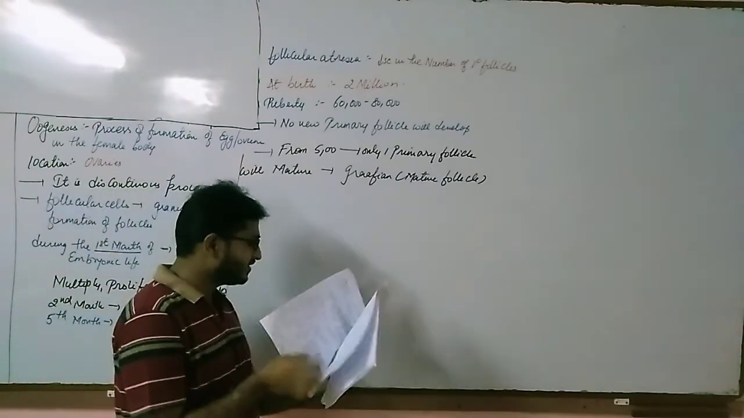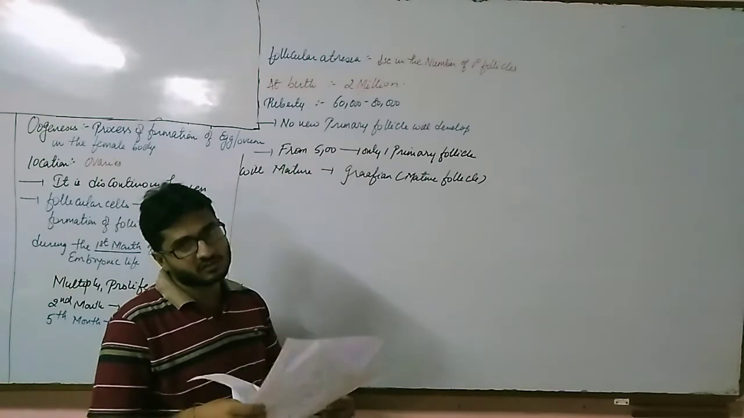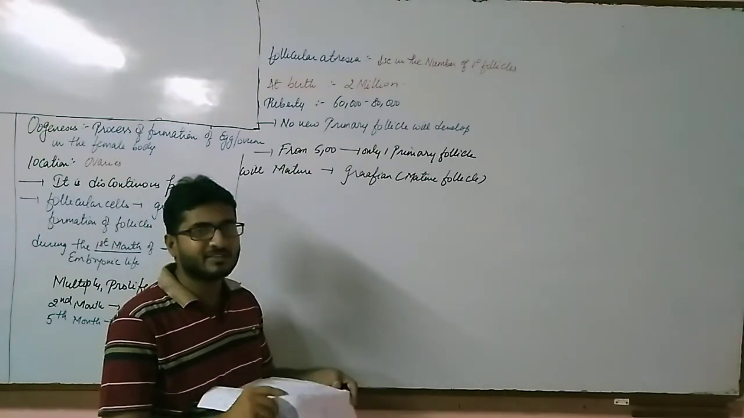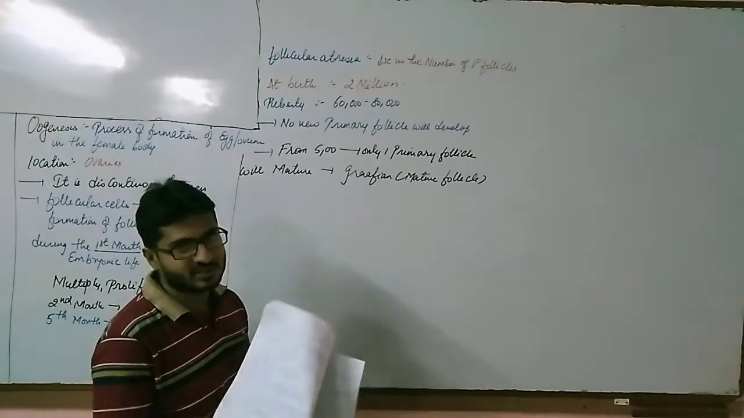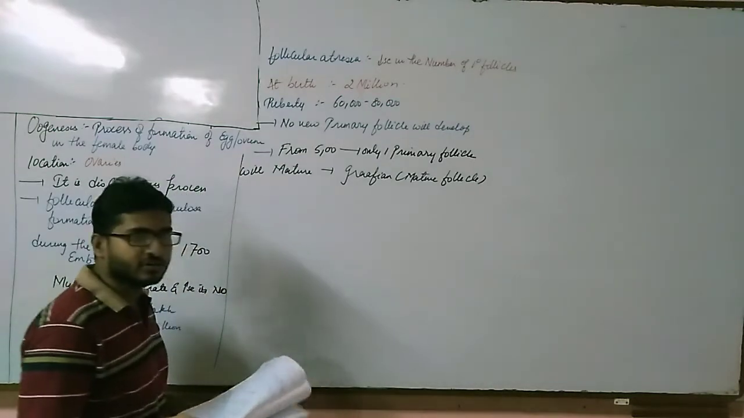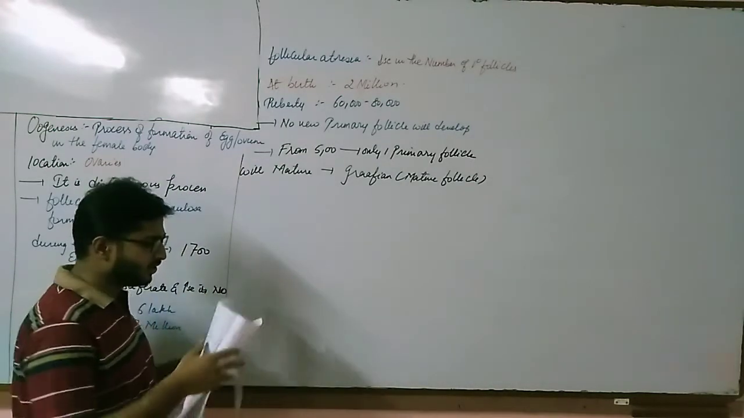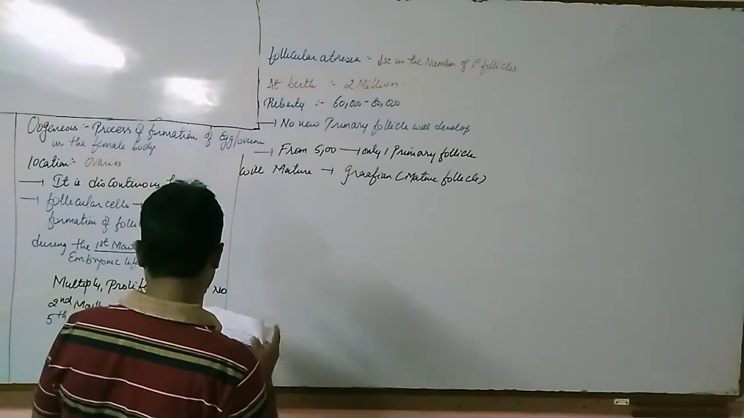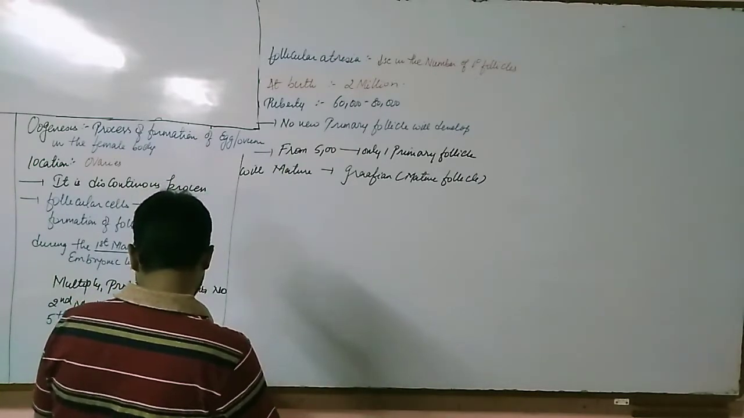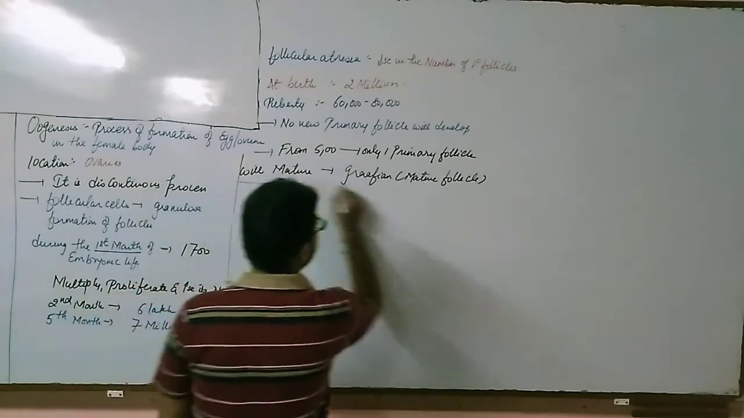Now what is next? The oogenesis process. Basically the three main steps of oogenesis are the multiplication, growth as well as maturation phase. So three phases.